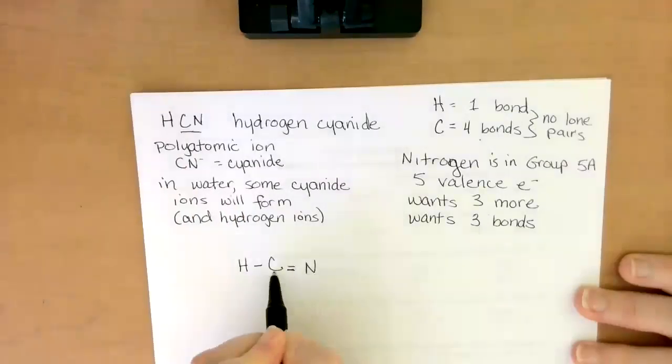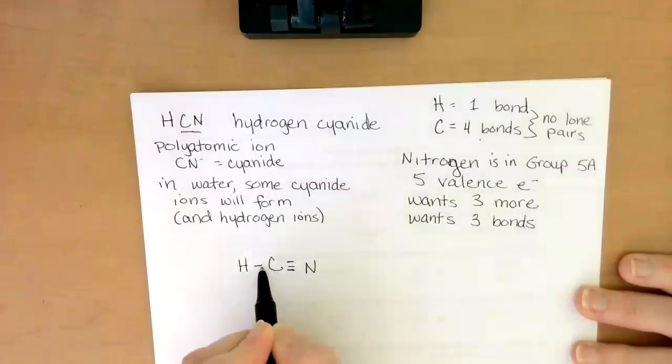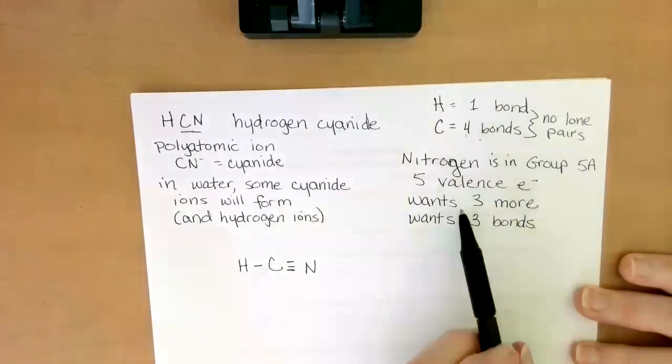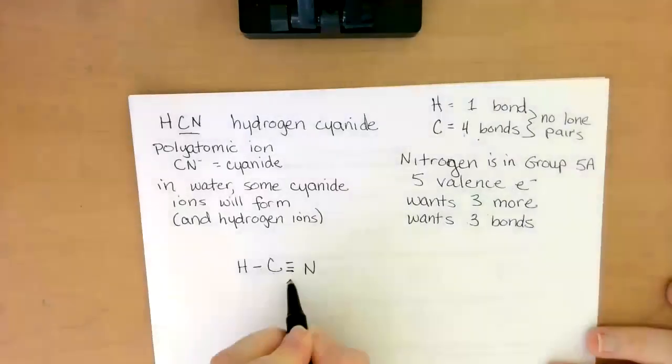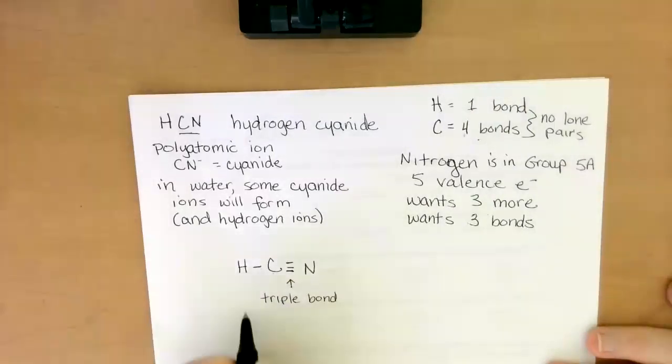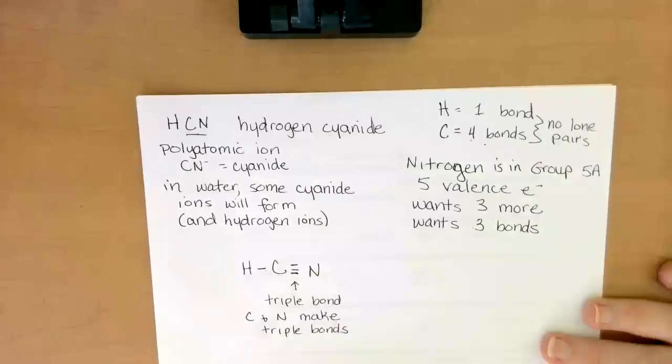Let's give it to them. Nitrogen now has 2. Carbon now has 3. Nitrogen now has 3. Carbon now has 1, 2, 3, 4 bonds. Carbon's happy. Nitrogen's happy. This is known as a triple bond. Carbon and nitrogen are famous for doing this, either to themselves or to each other.